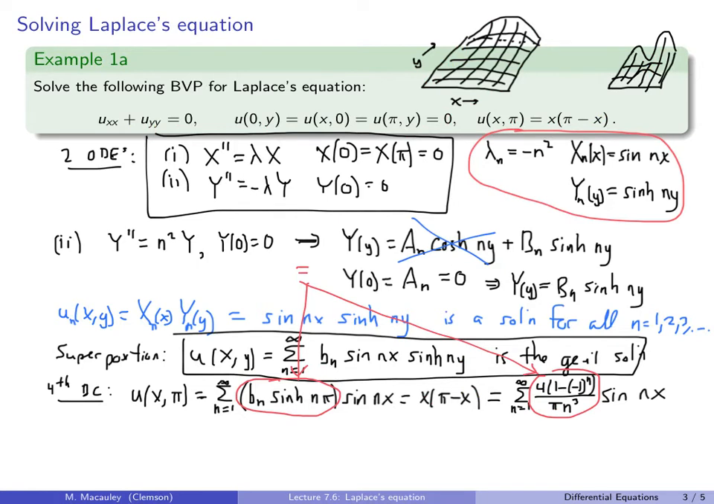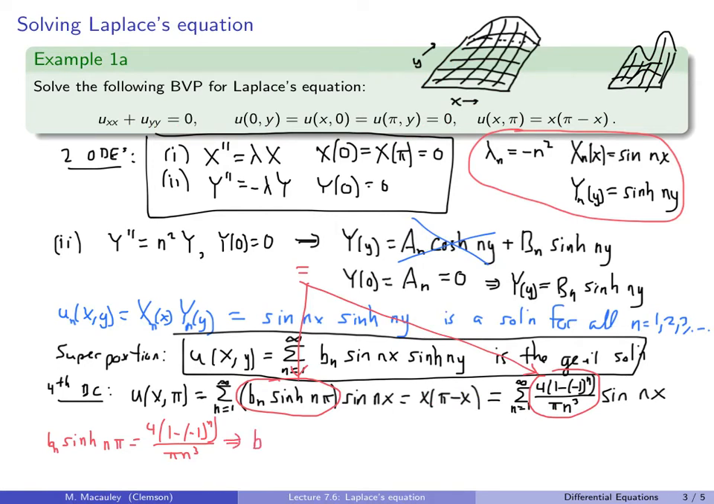So what does that mean? So that means that, how do I want to fit this in? Let's write this down here. So we have bn, I don't think you're going to be able to read that. So we have bn sinh of n pi equals 4 times 1 minus negative 1 to the n over pi n cubed.